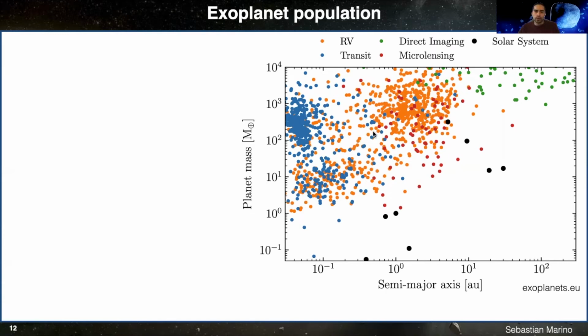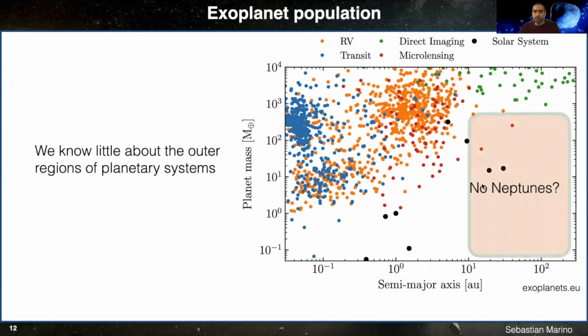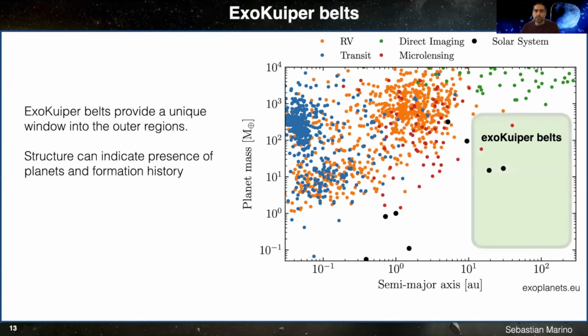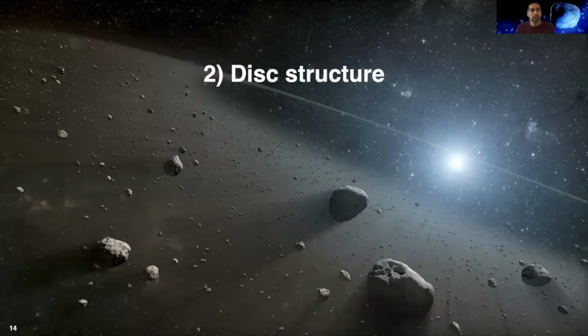If you look at how much we know about exoplanets, at where the thousands of exoplanets we are finding today are, you can see in this figure of planet mass versus semi-major axis that they're distributed basically at small radii, or at large radii but with very high masses. We have a huge gap in our understanding of these outer regions where planets like Neptune or Uranus or even Saturn are. Luckily, this is the same space that exo-Kuiper belts tend to occupy. So by looking at exo-Kuiper belts and their structure, we get a unique window into the outer regions, and we can use this to infer the presence of planets. This is why studying the structure of debris disks, which is the next thing I want to discuss, is so important. Okay, let's talk about disk structure.